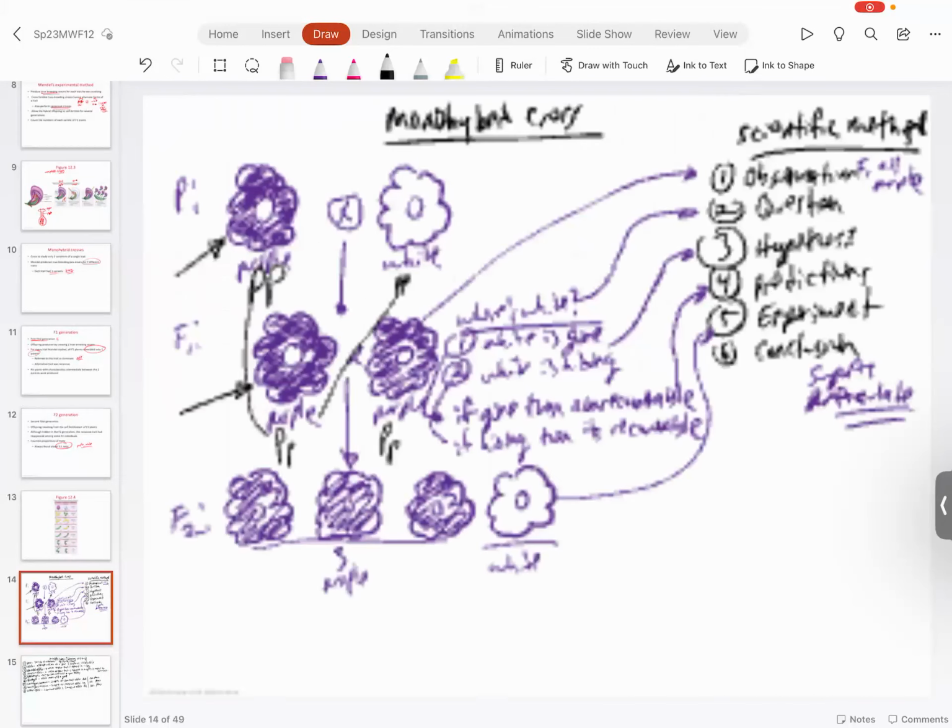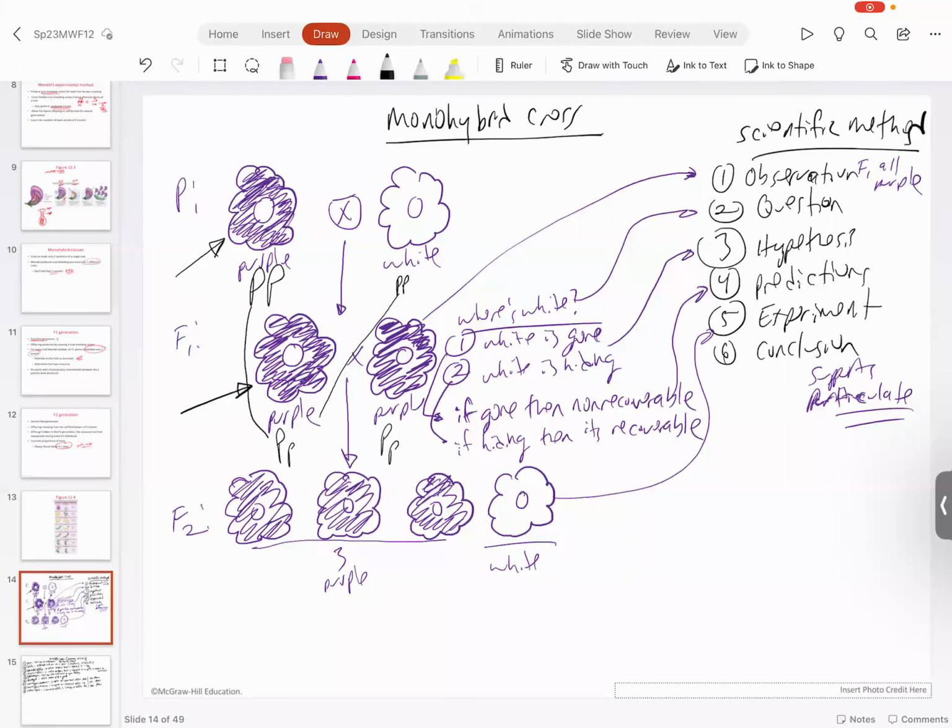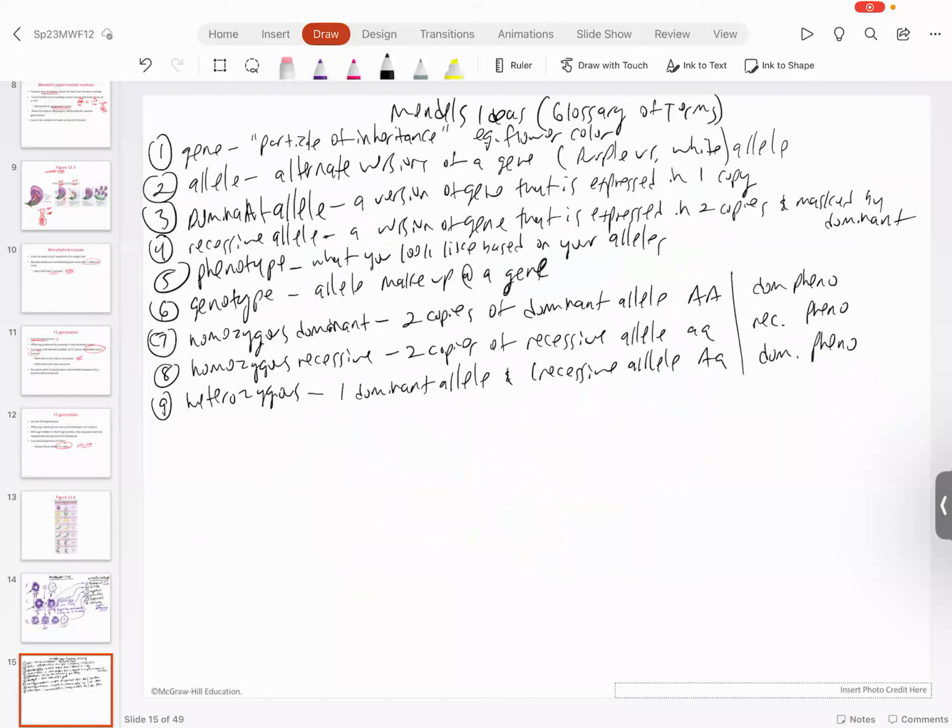But notice you get all that by simply taking a look at this and just thinking about it a little bit and asking some questions. That's actually quite a bit of information from such a simple little cross. So very simple cross, very simple setup, and you're able to actually set up a lot.